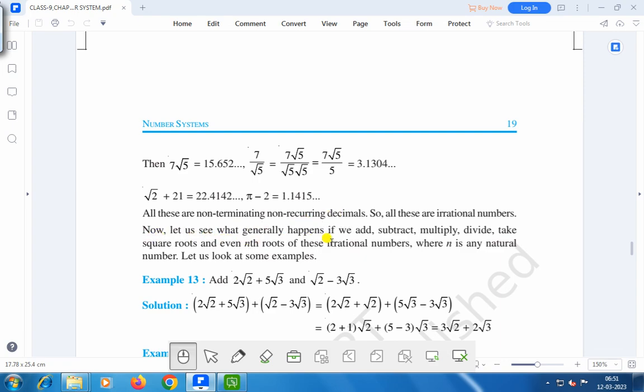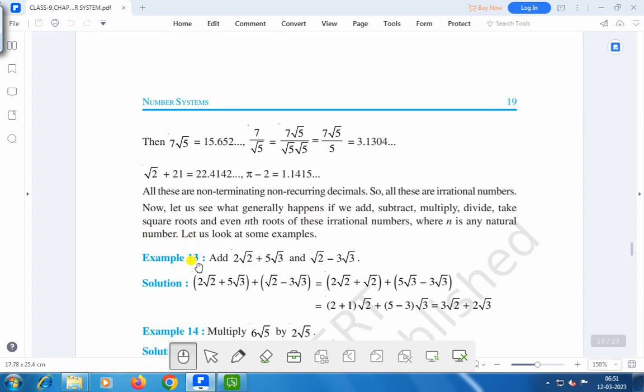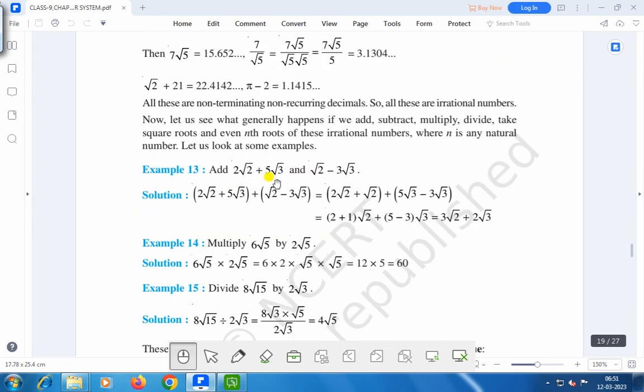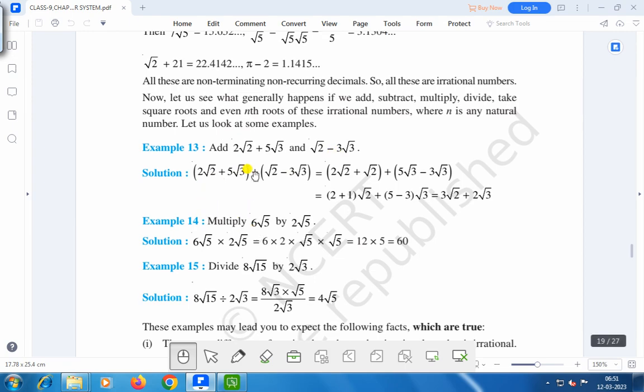Now let us see what generally happens if we add, subtract, multiply, divide, take square roots and even nth roots of these irrational numbers, when n is any natural number. Let us look at the example. Add 2 root 2 plus 5 root 3 and root 2 minus 3 root 3. That is, 2 root 2 plus root 2, plus 5 root 3 minus 3 root 3. That is, 2 plus 1 root 2 plus 5 minus 3 root 3, that is 3 root 2 plus 2 root 3.